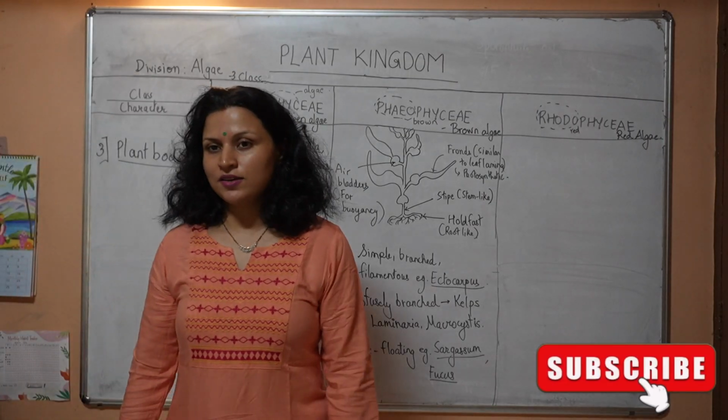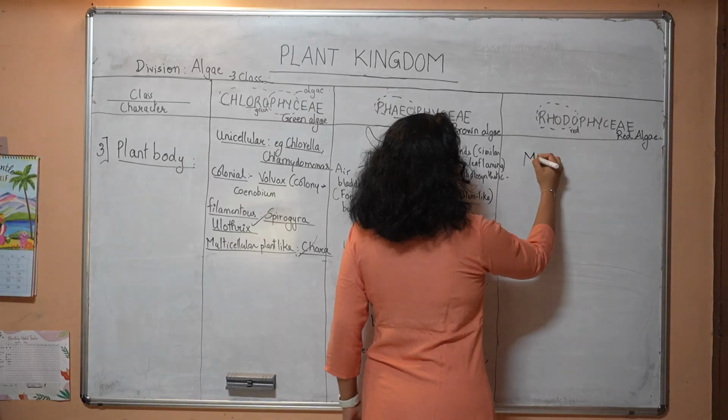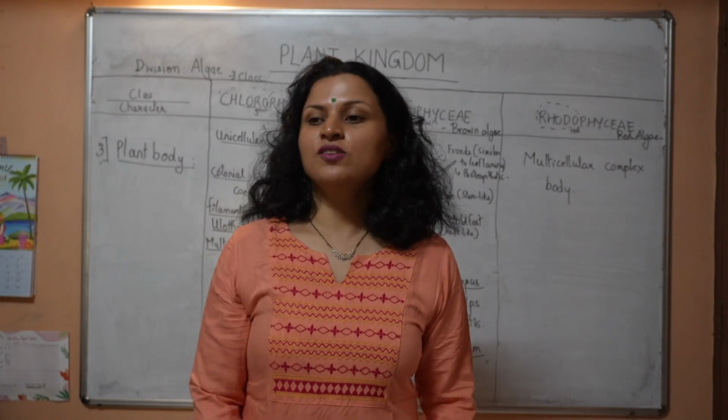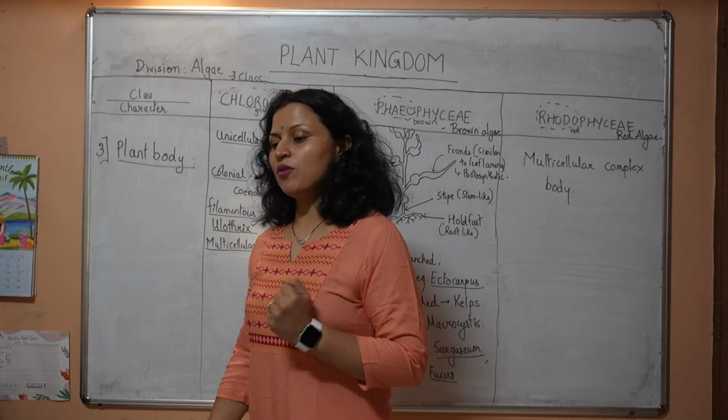Let's move on to the red algae. This one seems to have a multicellular complex body, profusely branched. It's a multicellular plant body, which is quite complex in nature.